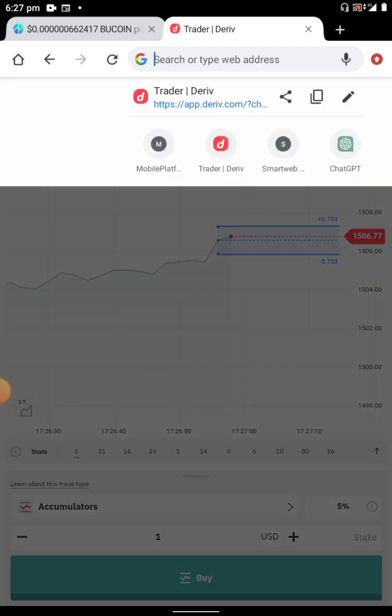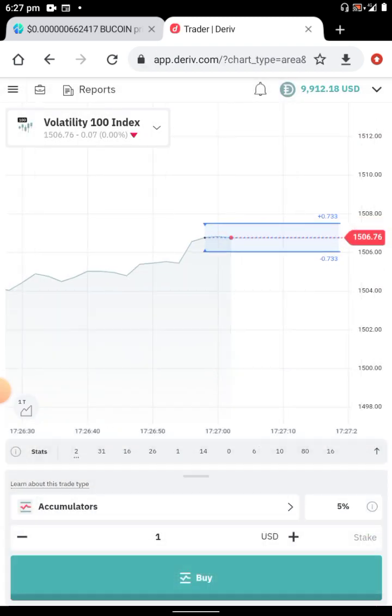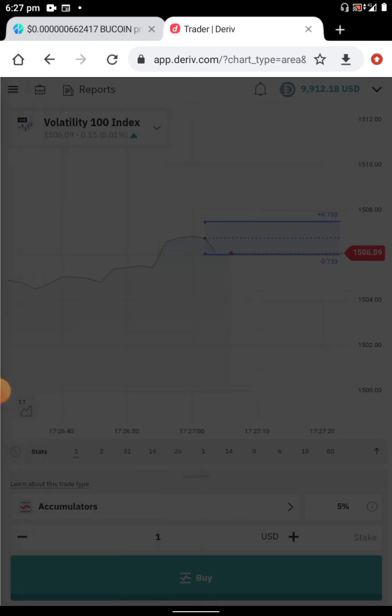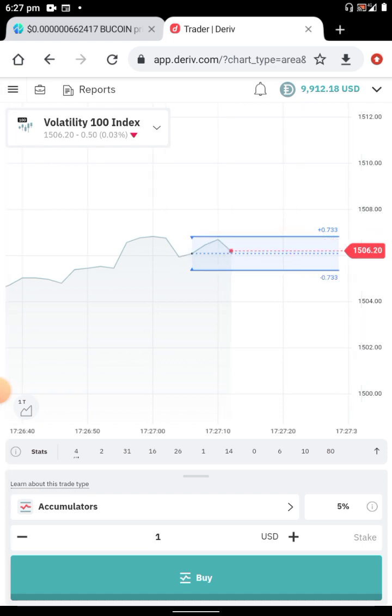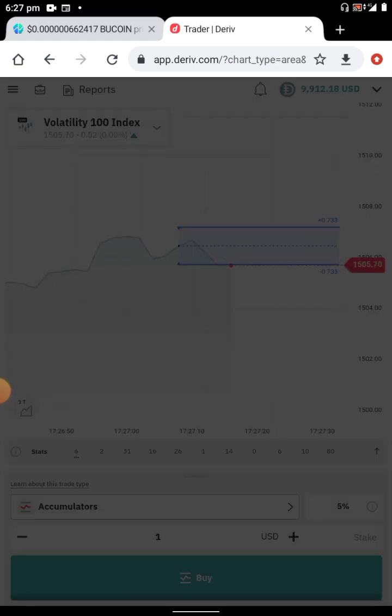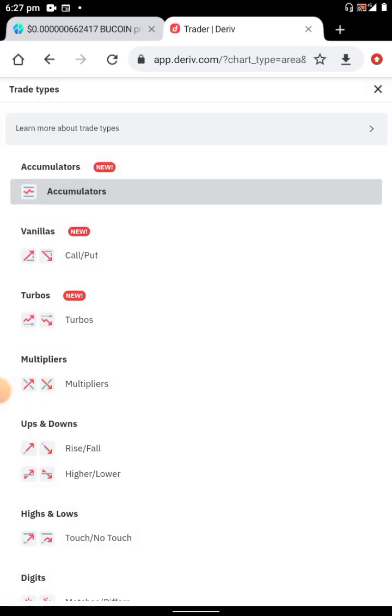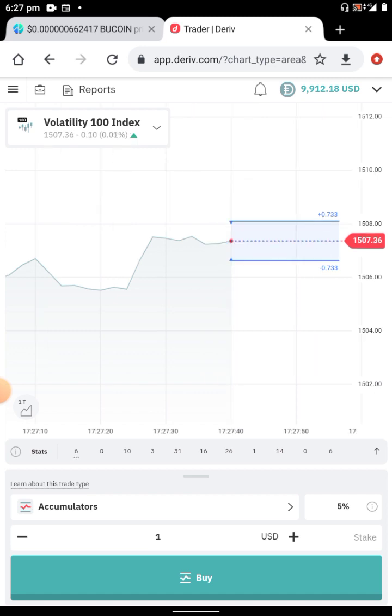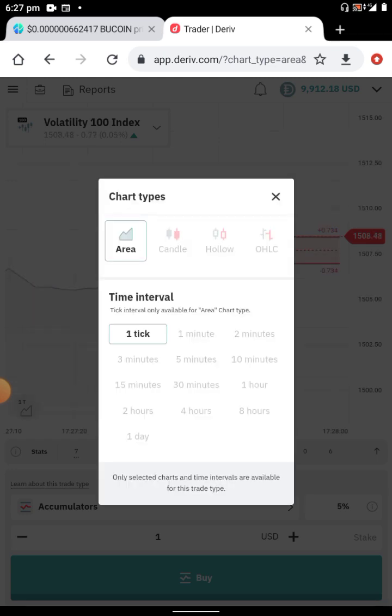When you're on Derive, you can go to your Derive trader here. Once you are on your Derive trader, under where we have market here, you pick your accumulator, where you normally pick rise and fall, touch, no touch, and then you see accumulator. Understand? Now, what I want you guys to understand is the chart. I don't think we can display candlestick. You can only trade it with area chart type, and the time interval is 1 tick. So minutes, hours, all those things and other candle types will not be available.